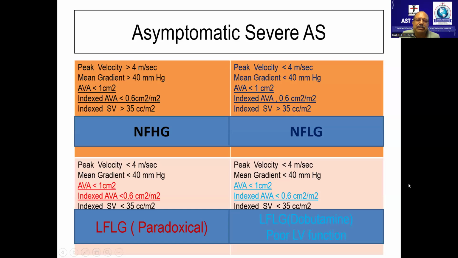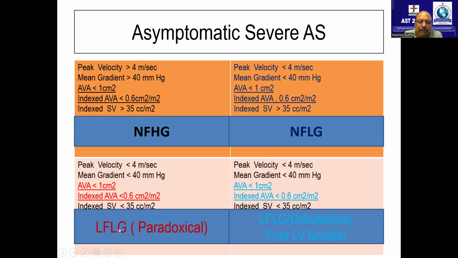Now see the classification of severe aortic stenosis. This is what is normally seen: peak velocity more than 4, mean gradient more than 40, aortic valve area less than 1, index less than 0.6, stroke volume more than 35. This is normal flow, high gradient. Clear? Then the next variety is normal flow, low gradient. Now the gradients have reversed: less than 4 meters per second, less than 40 millimeters of mercury. The aortic valve area and index remain the same.